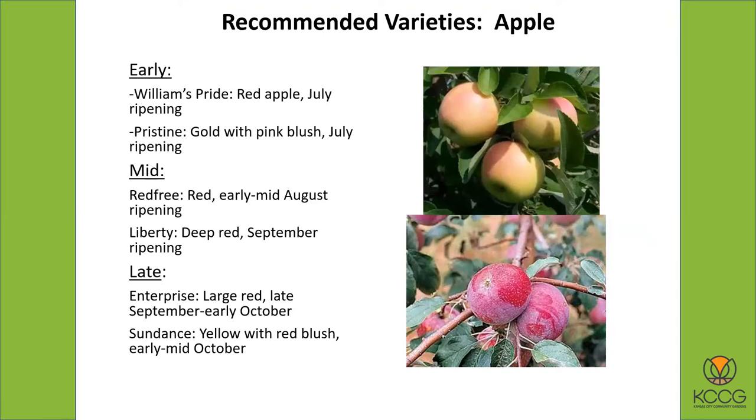And so it's these varieties here that we recommend based on those criteria. And some of these we are offering in the fruit tree sale, and currently we still have a few Pristine and Liberty left, but all of these are good varieties that have a good disease resistance profile. The Williams Pride is a red that is July. Pristine, which is probably my favorite early season apple, oftentimes ready right by July 4th, nice and crisp and golden. That's what's here in the inset, is that gold with a blush. That is a Pristine apple there.